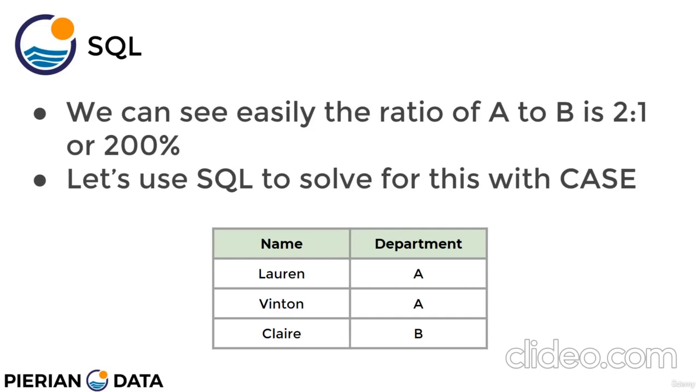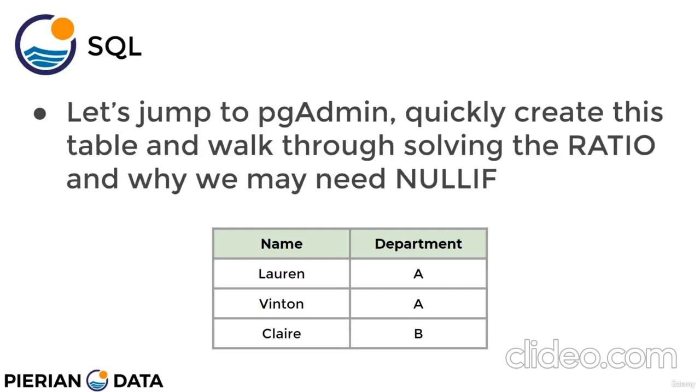So we can actually use SQL to solve this with a case statement. What we're going to do is jump to PgAdmin, quickly create this table, and then walk through solving that ratio. And then I'm going to edit this table slightly to show you why you may need a NULLIF statement. Okay, let's jump to PgAdmin and quickly create this table.